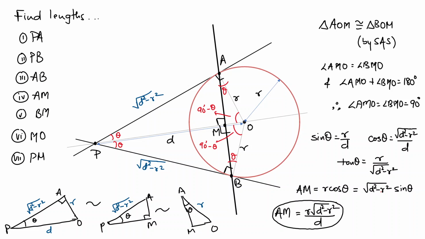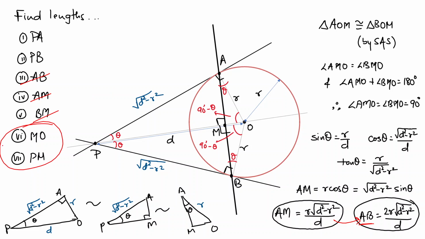Whatever you use, if you use cos theta, you will get this thing inserted here. If you use sine theta, you get these things inserted here, and of course they would give you the same result, r times root d square minus r square by d. So we've got AM, and therefore we've got AB, which is twice of this length, right? And then AB, AM, BM has been done.